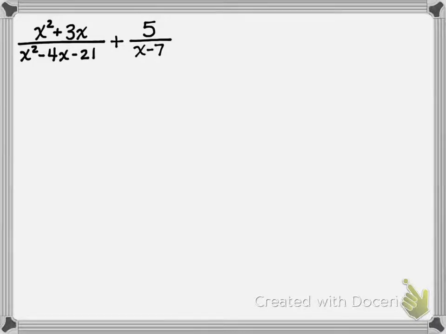The first thing that I need to do if I'm going to add these two rational expressions together, just like with fractions, I need a common denominator. In order to determine what my common denominator is, I am going to need to factor the denominator of the first rational expression so that I know which factors I already have there, and then I will use that to build my common denominator. So I'm going to do that over here underneath where it says common denominator.